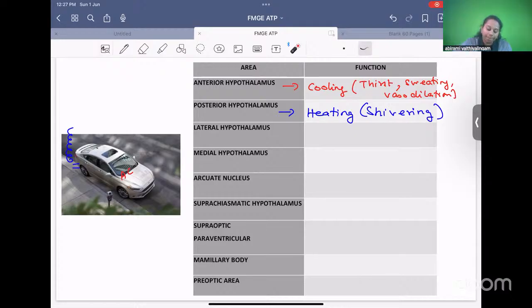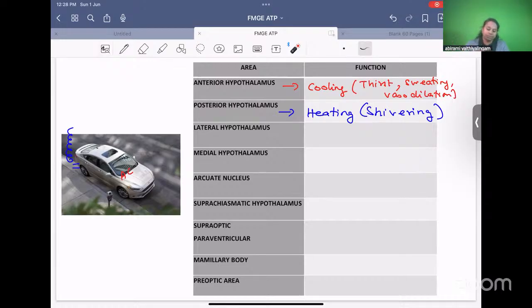Please don't confuse these statements. Listen to this. Anterior hypothalamus produces cooling. But when will anterior hypothalamus produce cooling? In response to heating of the body. So whenever your body is heated up, in response to heat, anterior hypothalamus will produce cooling. Posterior hypothalamus produces heating. When will it produce heating? When your body is getting cool. So posterior hypothalamus, in response to cooling of your body, will produce heating. So don't confuse. Just see if they are asking in response to what, or the function.